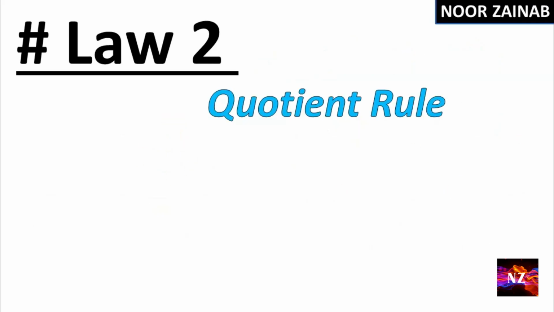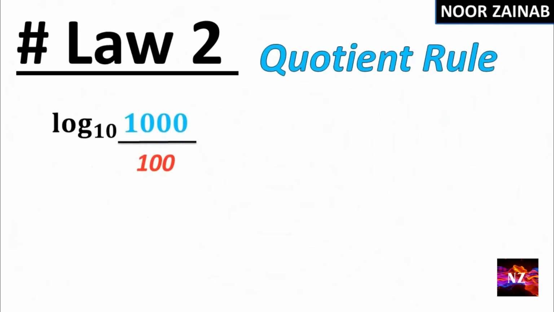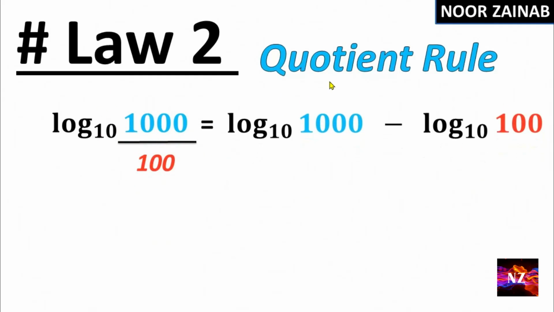Let's suppose you have to find the log of 3 by 2, which is the quotient. Here 3 is the numerator and 2 is the denominator. In order to solve this, we simply split it into two logarithms. One is the log of the numerator, which is log 3, and the log of the denominator, here 2 is the denominator. So simply by subtracting, we get our answer. So if we have to find the log with the base 10 of 1000 divided by 100, we can write it individually, both the logs of the numerator and the denominator, and subtract them.